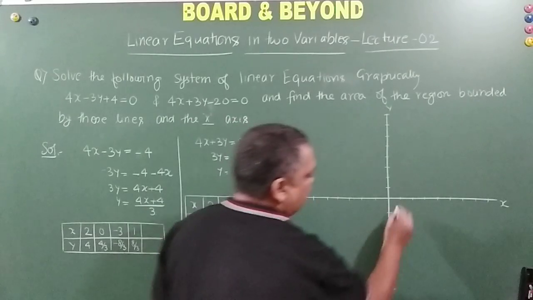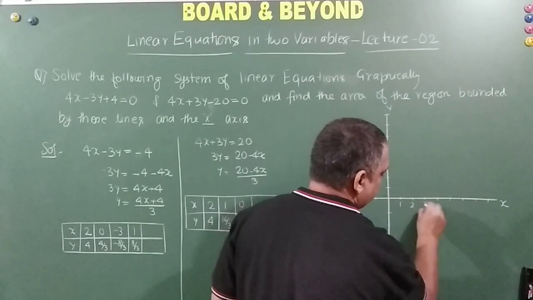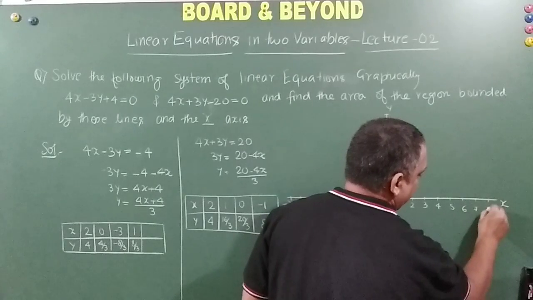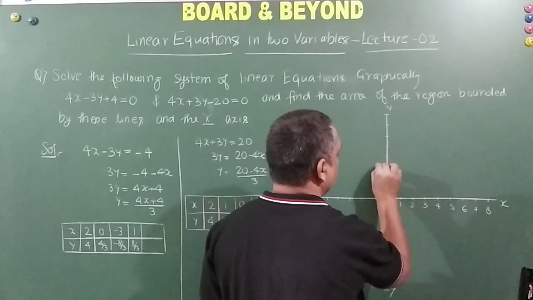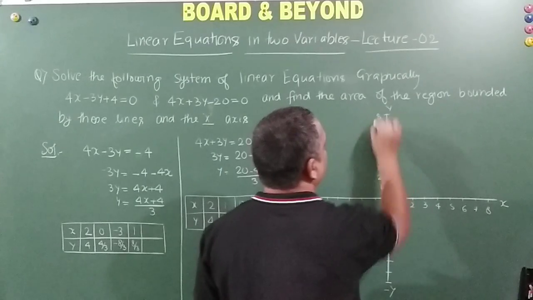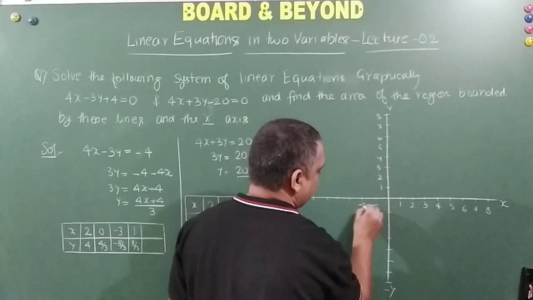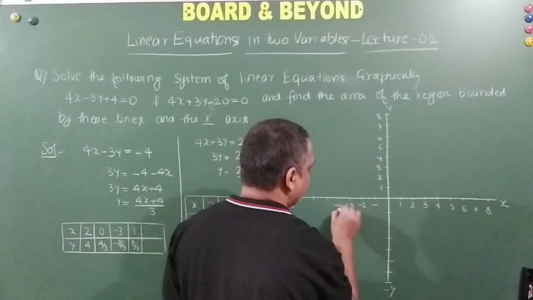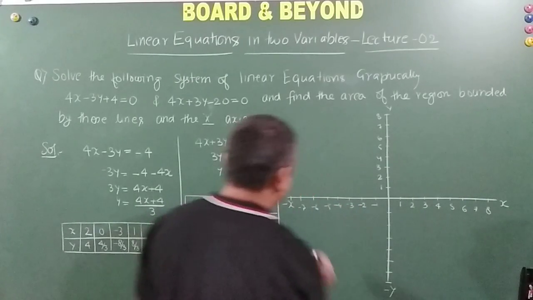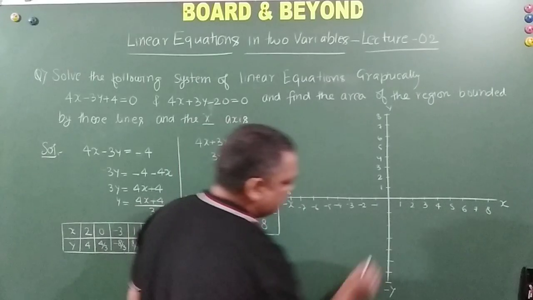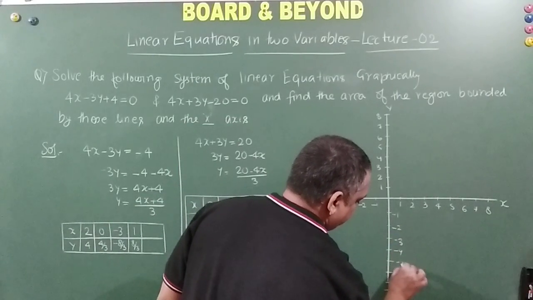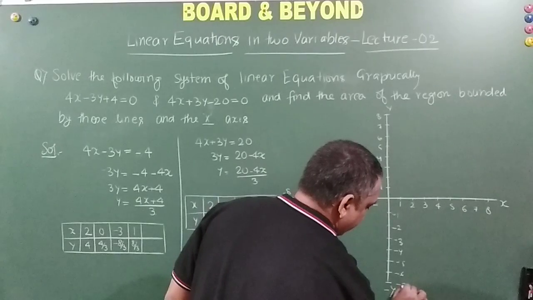Right? I'll write it also. 1, 2, 3, 4, 5, 6, 7, 8. 1, 2, 3, 4, 5, 6, 7, 8. Minus 1, minus 2, minus 3, minus 4, minus 5, minus 6, minus 7. Okay, and this is minus 8. Minus 1, minus 2, minus 3, minus 4, minus 5, minus 6, minus 7.